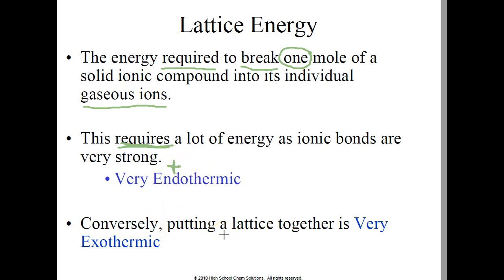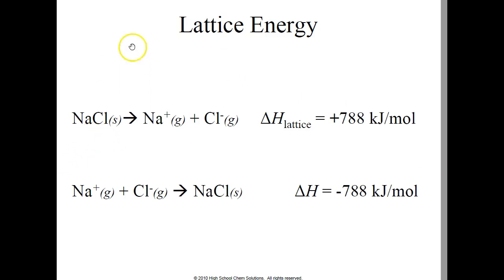However, if you put a lattice together, so you take the positive and negative ions and you put them back together, that's going to give off energy. That is called exothermic. The energy is exiting, and that value will be negative. You'll see that on the next slide. When we take the lattice apart, so here's the solid, it's ionic, so it would be in a lattice. If we're going to break it into gaseous ions, that's going to take energy. So that would be positive.